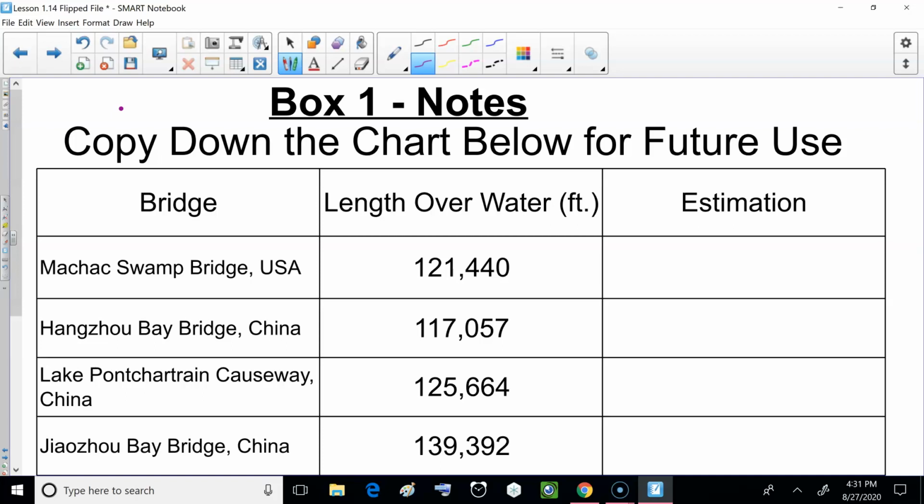Let's see, we have bridges. We have a bunch of bridges. Some of them I can pronounce, and probably other ones I will be nowhere close. So you write down the name of those bridges, the length over water in feet, and we have an estimation category. We're kind of going to practice our estimation skill here a little bit.